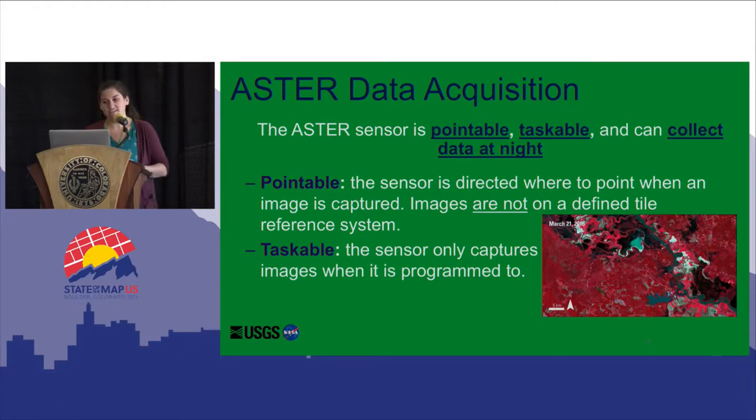And the image on the screen is an infrared false color ASTER L1A, or expedited image, of the flooding of the Red River in Colfax, Louisiana. This image was captured on March 21st, 2016, after several days of heavy rain and tornadoes had impacted the area. So this is an ASTER L1A-E image. It's an unprocessed and expedited data product.